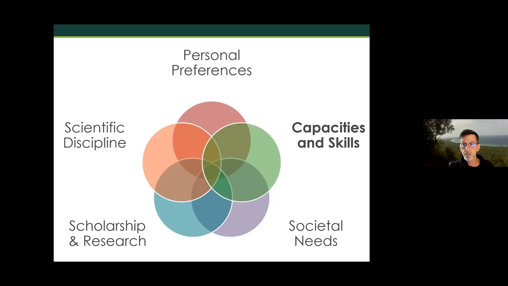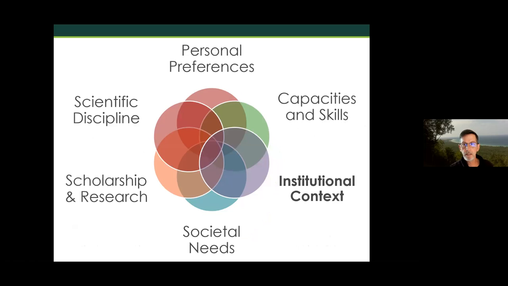Capacities and skills are another important element of your impact identity. What special talents or skills do you possess that will enable you to achieve broader impacts? Are you an effective science communicator? Are you skilled at creating hands-on activities that demonstrate key scientific principles? Are you more skilled with working with children or with adults? Do you have experience working with particular underrepresented groups? And if you don't have a capacity or skill that is necessary for the BI activity, that's okay. Who can you partner with who does?